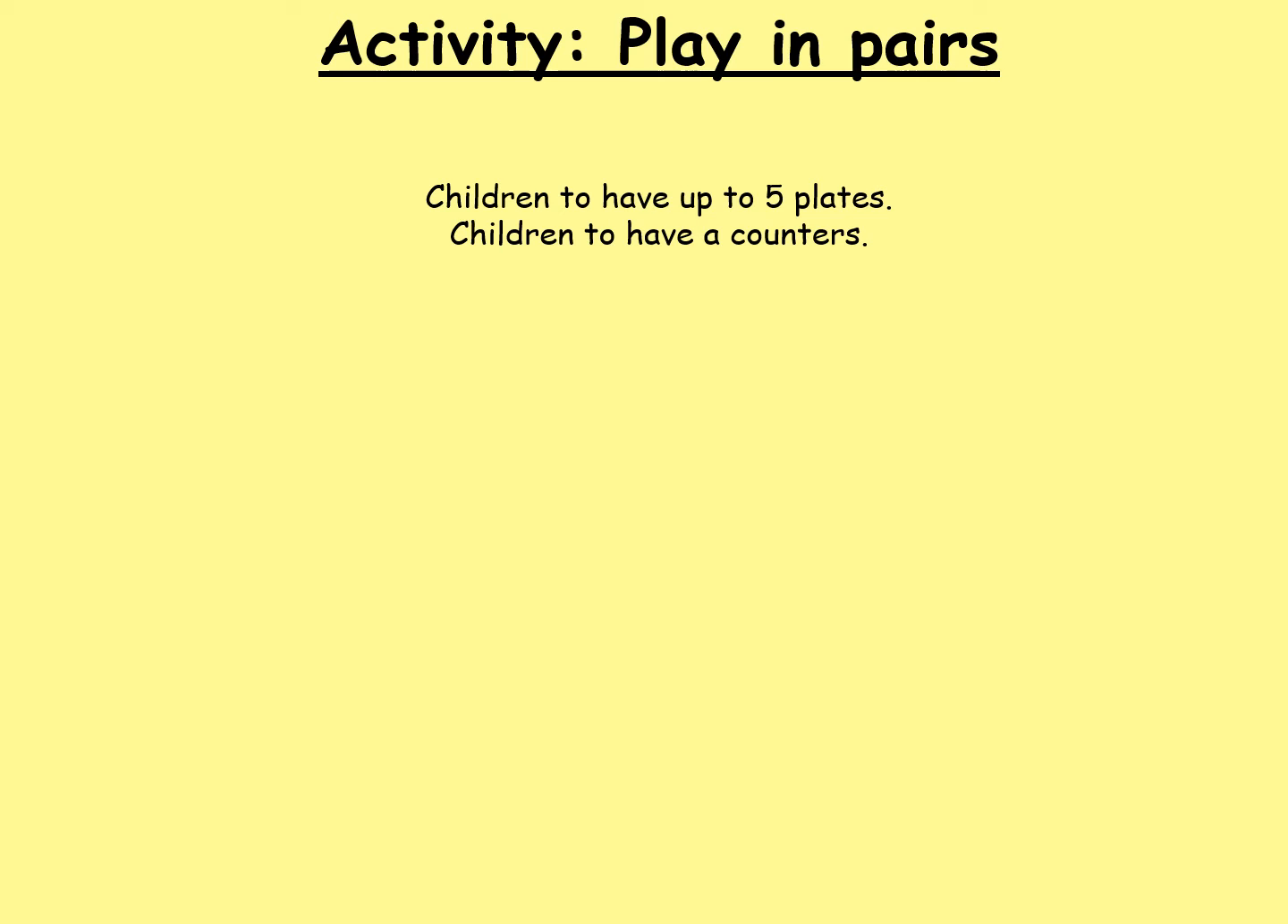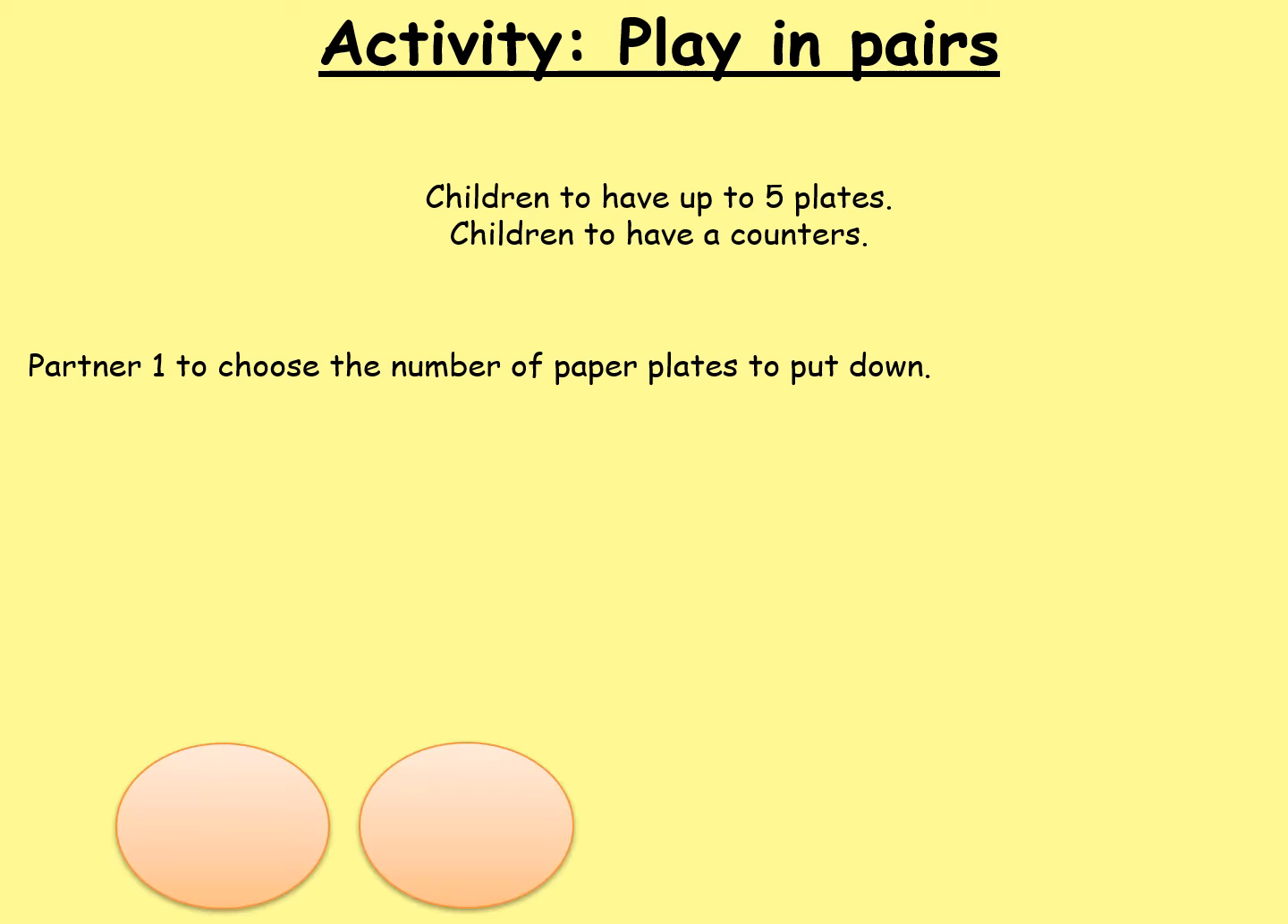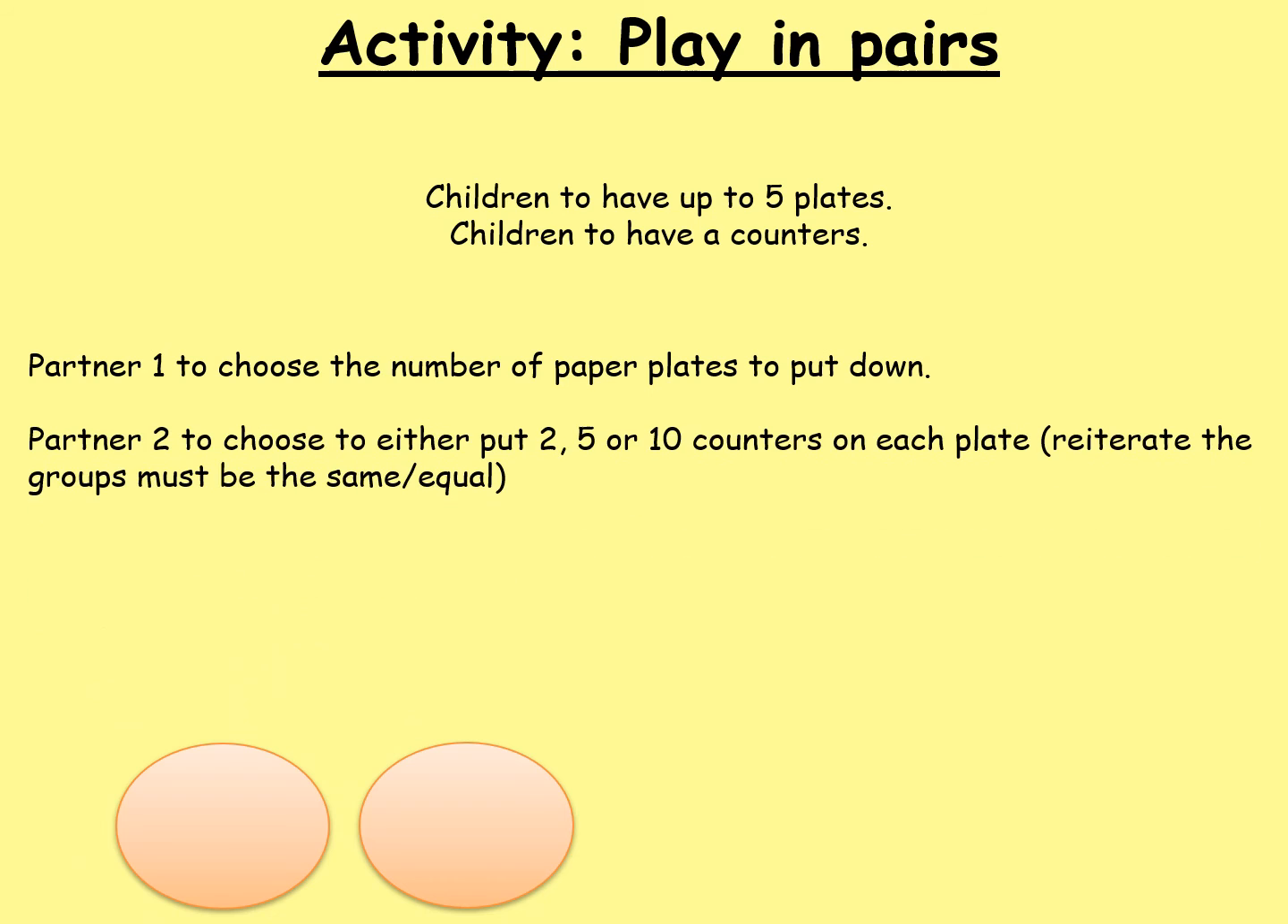Right, so the first person has to choose the number of paper plates to put down. So I'm going to show you. I'm going to put down 2 paper plates. There's my 2 paper plates. Right, now, your friends, the person you're doing the activity with, they have to choose to put 2 or 5 or 10 counters on each plate. But we must remember that the plates must be equal. They must be the same.